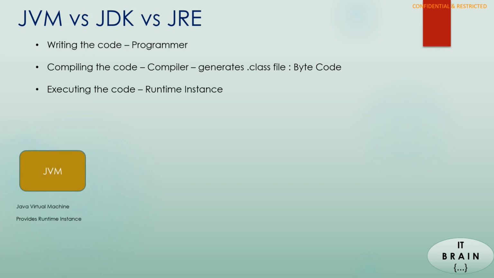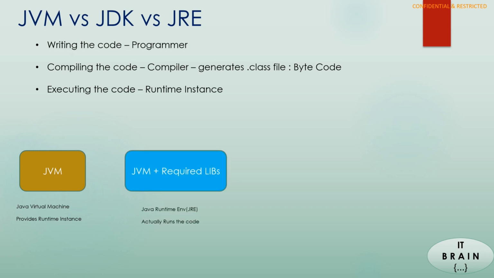Let us see. JVM stands for Java Virtual Machine. As the name suggests, it's a virtual machine. It provides a virtual instance that is required at runtime to make your application run, whatever you have written in the code. So it is providing the runtime instances. That's what the JVM does. It is basically a virtual instance present in your machine. Physically, nothing is present.